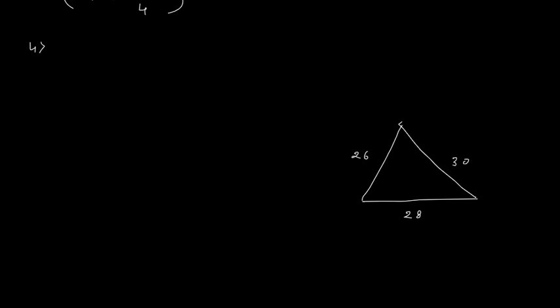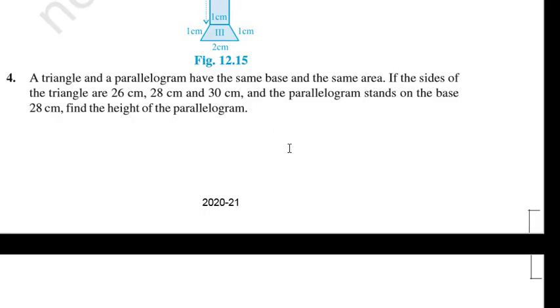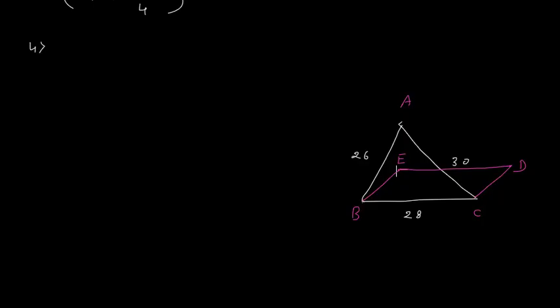Okay, so one side is 26, one side is 30. Now there is a parallelogram on this base, so it will be something like this. I will use a different color. So let us consider this as the parallelogram. Okay, so A, B, C, D and E. ABC is the triangle and BCDE is a parallelogram. What we need to find? We need to find the height of the parallelogram. So here I will draw one height. So EF. I will consider EF as the height.